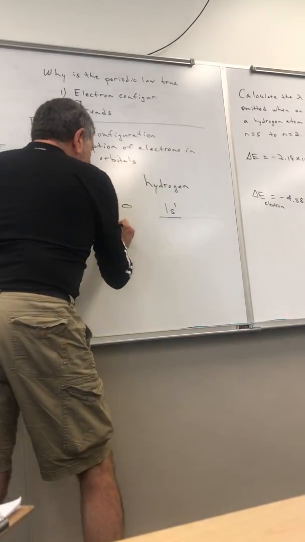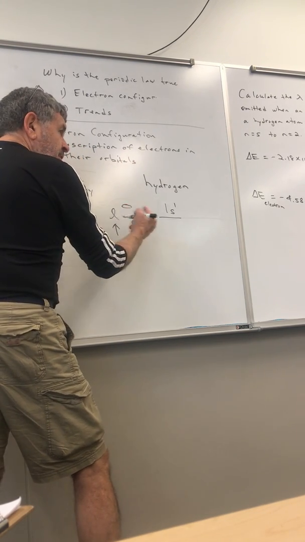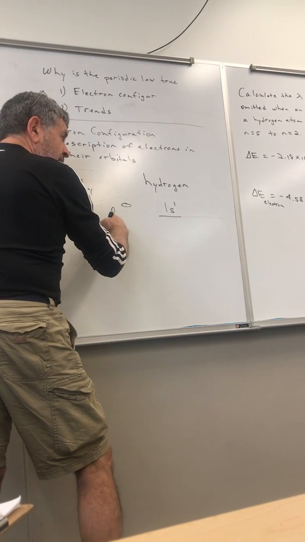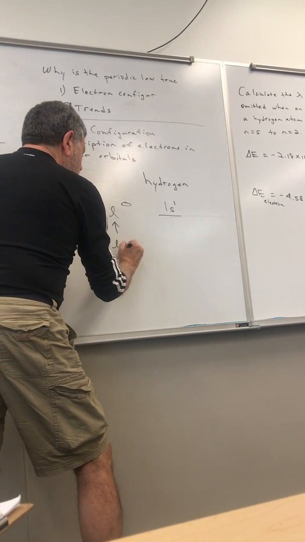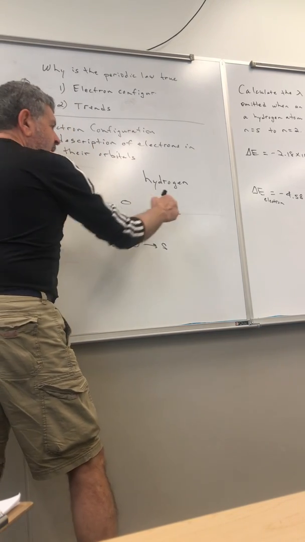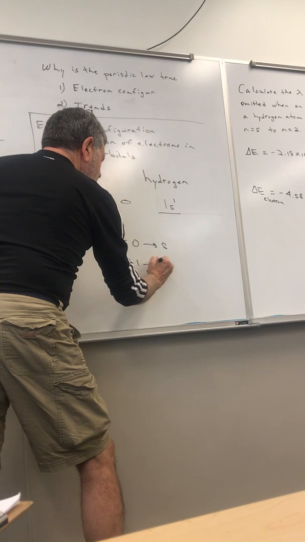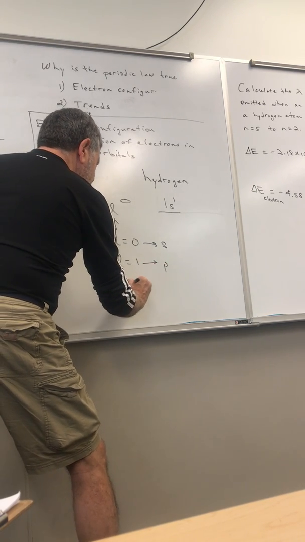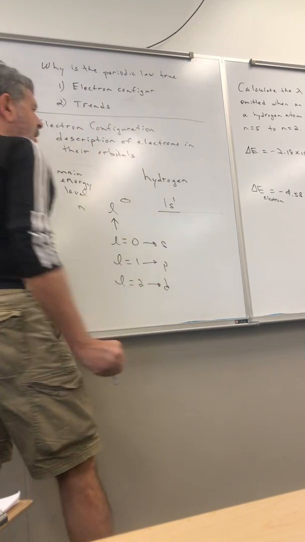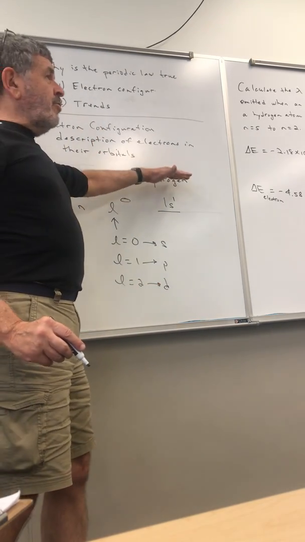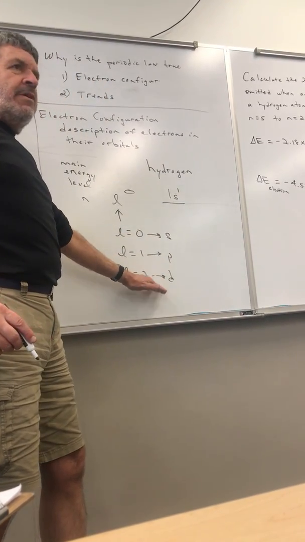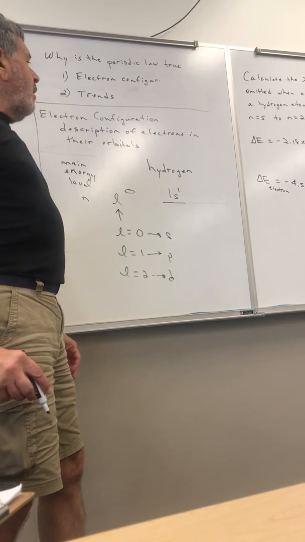So once again, the important thing here is we have to remember the association between the number for L and what that letter is. So for L equals 0, that's an S. For L equals 1, that's a P. For L equals 2, that's a D. As we make larger and larger elements, this will expand considerably and start to include some of these other letters.